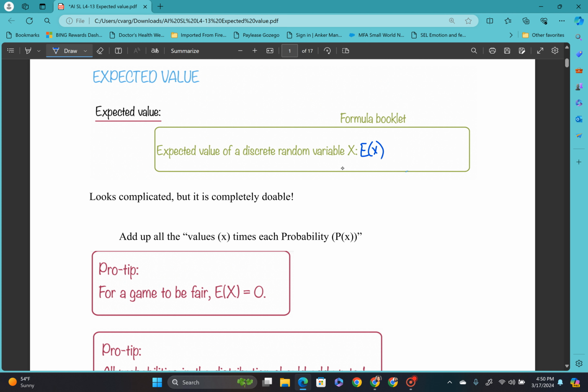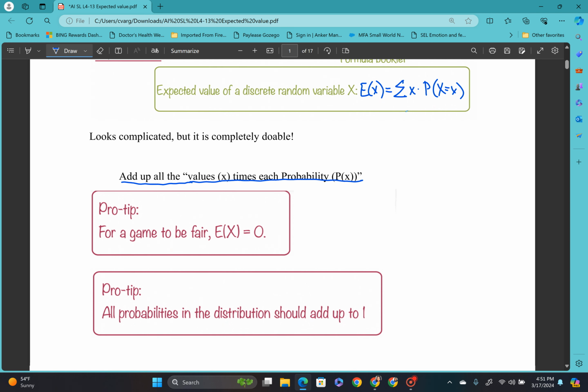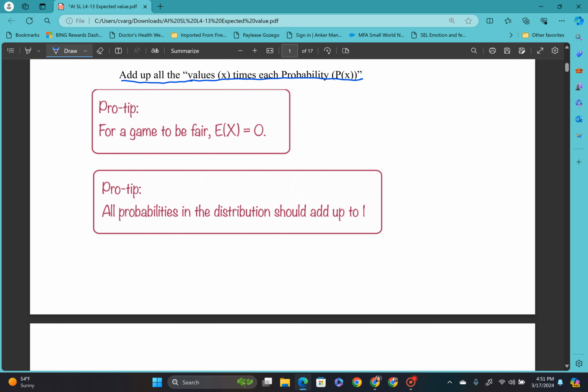It has expected value is going to be this symbol, which is sigma, which means add up, x times the probability of x being x. Okay, that's how you would say this. But basically, in English terms, what you're going to do is add up all the values, which is the x times the probability of that x happening. Okay, so again, it looks very complicated, but it's really not when we do it.